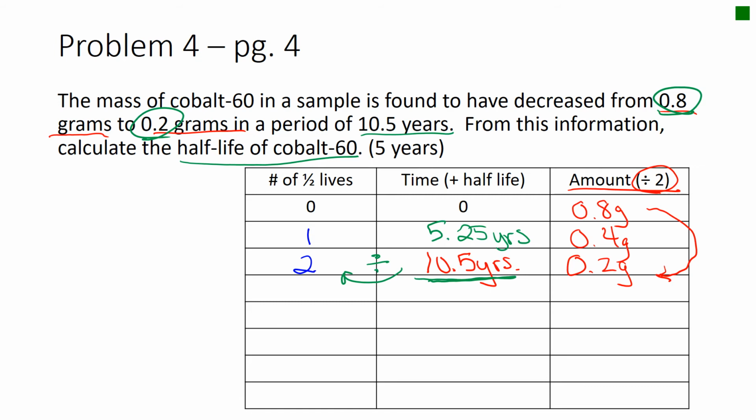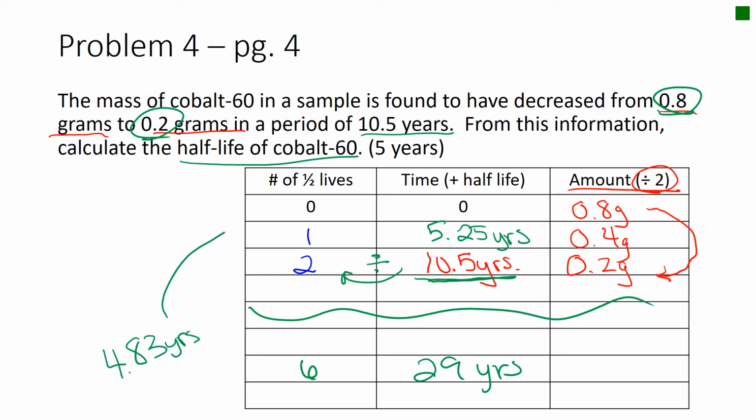Pretend this had been, let's say 6 half-lives, and it had taken 29 years. This is a separate problem. I would have taken 29 divided by 6, and each half-life would have been 4.83 years. So my first box would have been 4.83, and then to continuously fill up that column, I would have added 4.83 each time, and by the end, after the 6th half-life, I should have gotten 29 years. That's just an example to do more than 2 half-lives, but it follows the same concept that we did for page 4, problem number 4.